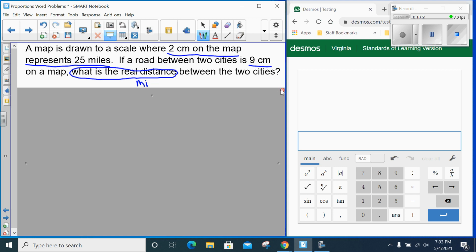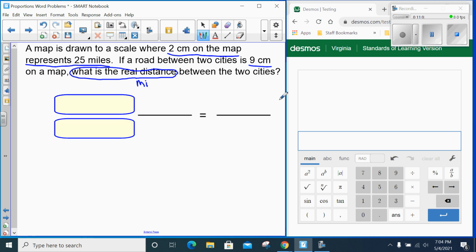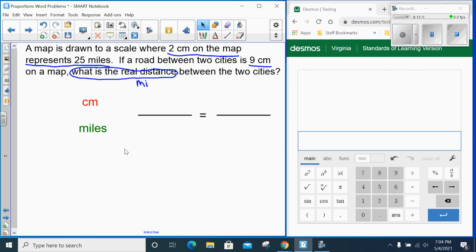So because we're comparing centimeters and miles, we're going to want to set up a proportion. So you would want to draw your two lines with your equal sign in the middle to represent your two equal ratios. And we want to compare the units, centimeters and miles. So again, I always like to start with the first complete ratio here. The first ratio they gave us was that 2 centimeters represents 25 miles.